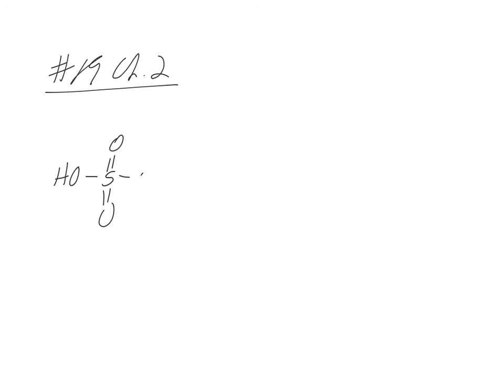So this is number 19, chapter 2, Sapling. It's asking about arrows and also about why things would be favored one way or the other. So I'm just going to draw this one out. You have sulfuric acid, or the conjugate base of sulfuric acid, and you have H3O plus.